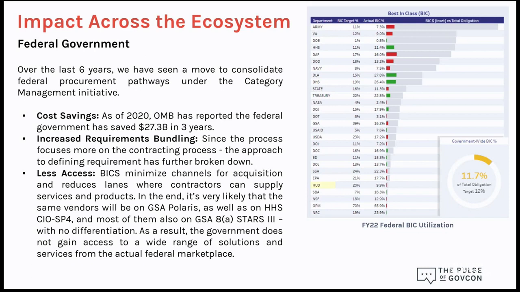But over the last 6 years, we have seen a move to consolidate federal procurement pathways under that category management initiative, as Lisa touched on. There are some really good things coming out of it, and some things that are really impacting industry that we're going to have to see how it shakes out. First is cost savings. OMB reported the federal government has saved $27.3 billion in the past 3 years, so that's a plus for everyone's tax dollars.